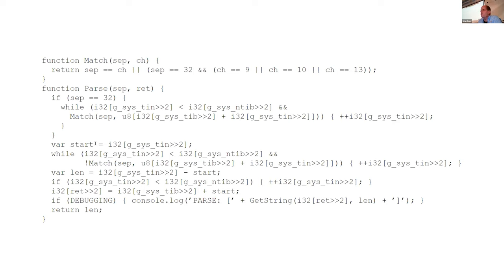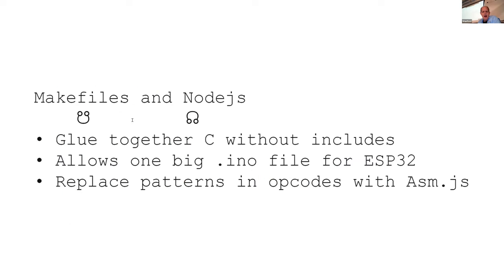And so here's that same parse code re-expressed in ASM.js. The memory accesses are relative to some arrays that contain the entire memory map. And a similar thing was done to each of these.